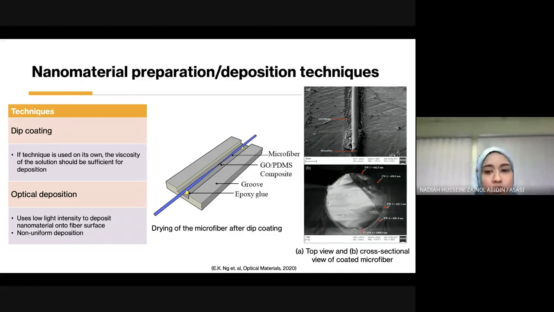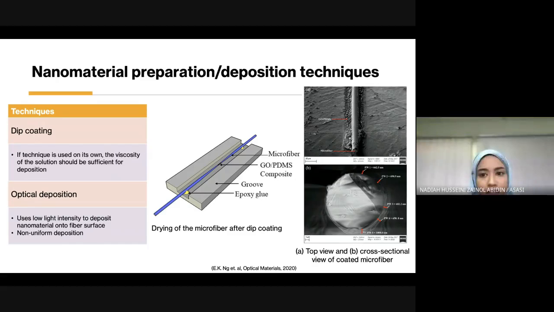When you do not use dip coating with optical deposition, the solution that you dip in must be viscous enough so that it grips onto the tapered fiber. This is what the author did. He dipped it into a composite. A composite is made out of polymer, so it has a certain viscosity, and that is great. And then he dried it on a groove, right? Because of gravity, some of the composite gathers on the side, as you can see in the diagram here in A. It gathers on the side, but you can see on the top part there is an even coating and the SA is done.